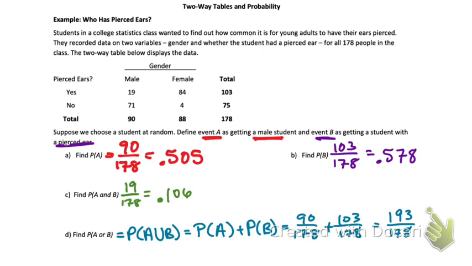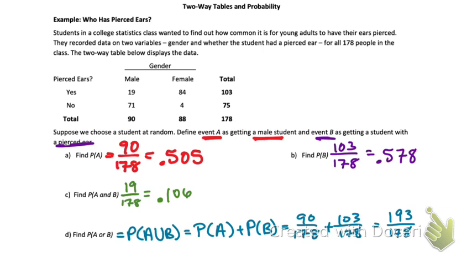How do I know that being a male and having your ears pierced is not mutually exclusive? Because 19 of these overlapped. So being male and having your ears pierced do overlap. They can happen at the same time. And in this class, they did happen at the same time 19 out of 178 times.